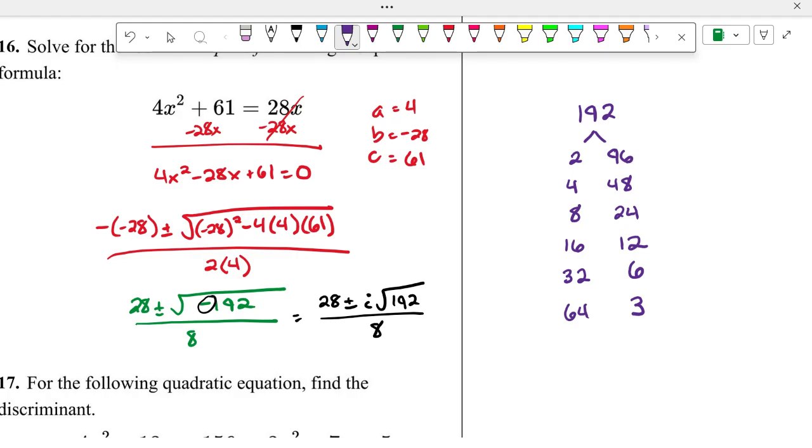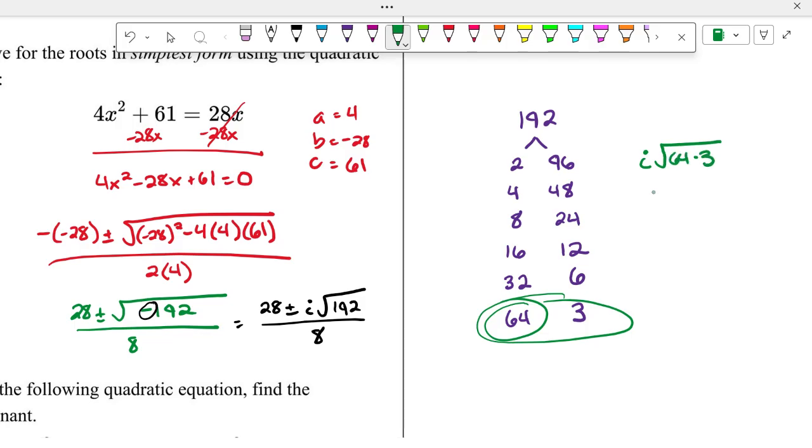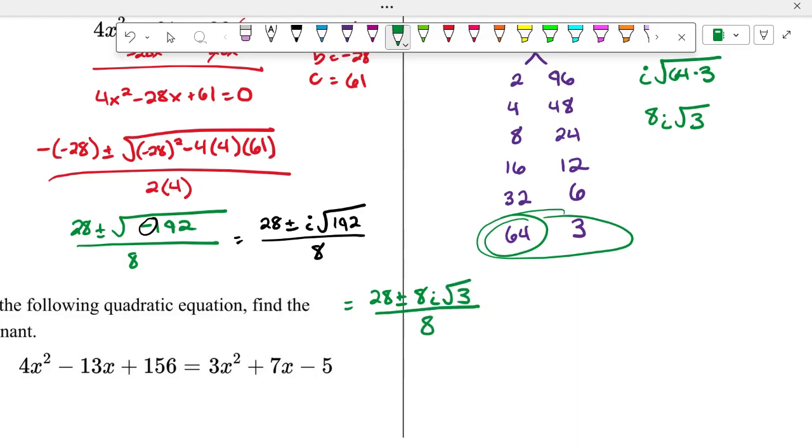Because it is true. So, what is my highest perfect square? 64. So I'm going to use the 64 and 3. Remember, we still have the I. So I have I times the square root of 64 times 3. The square root of 64 is 8. So this would be 8I square root 3. I would rewrite this as 28 plus or minus 8I square root 3 all over 8.